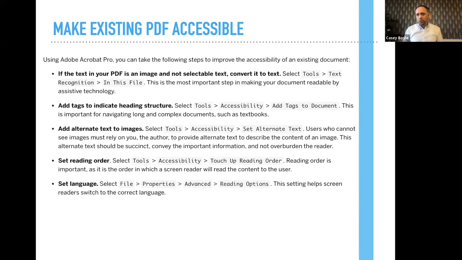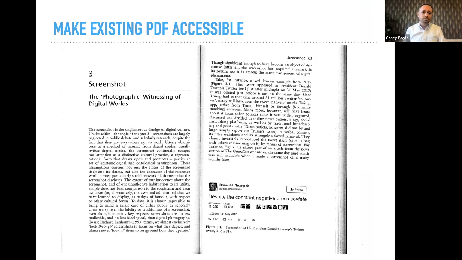Set reading order. Here's where it gets a little bit more complicated. As a sighted reader who is making this PDF accessible, you've got to go through and tell the screen reader how to read this document. And you've got to set the language to whatever the primary language is. So again, here's our document.